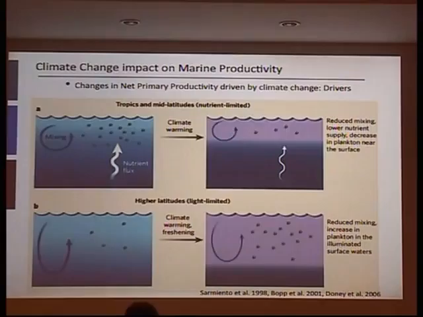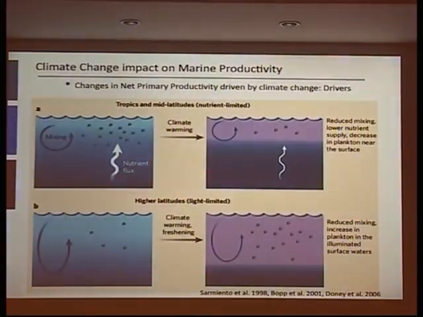So now I come to maybe the mechanism. We can explain this contrast between low and mid latitudes and high latitudes in a very simple way. In low latitudes, where NPP is mostly limited by the availability of nutrients in the water, climate change will drive a strong stratification of the ocean, because you warm the surface of the water, so you decrease density, and you end up with more stratification. And if you have more stratification, you have less nutrient coming from below, because of reduced mixing. With lower nutrient supply, you decrease plankton biomass and productivity in the surface ocean.